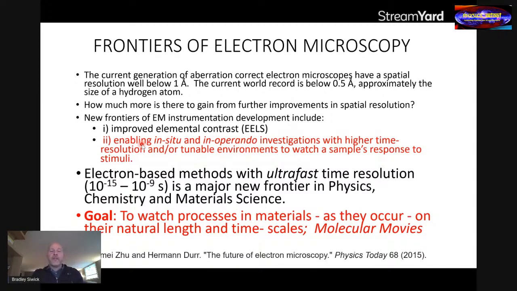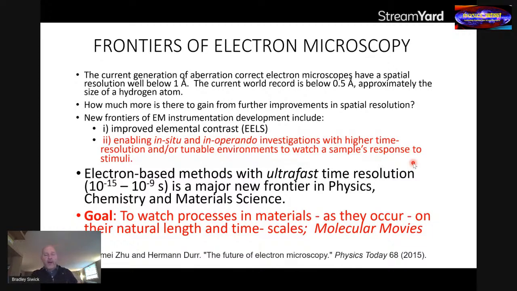Okay, but the other axis of electron microscopy development is to enable new kinds of experiments inside of electron microscope instruments. So called in situ and in operando investigations, okay, that allow you access to much higher time resolution than is available in a conventional electron microscope, or, okay, to provide tunable environments in which to watch a sample's response to stimulus. Okay, so the talk I'm giving you today really explores this second axis for the development of electron microscopy.